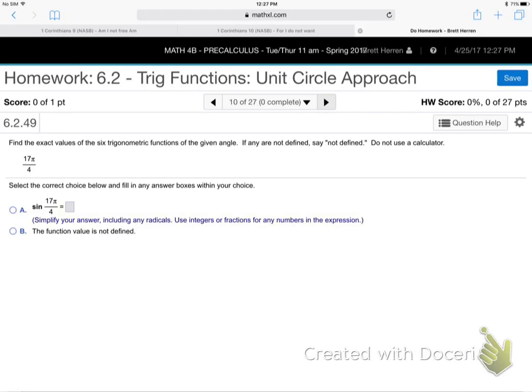17 pi over 4. So they want all 6 trig functions, don't they? Yeah. Sine, cosine, tangent, secant, cosecant, cotangent for 17 pi over 4. So first thing is to find out where in the world is 17 pi over 4. So how do you convert that radian to a degree? What do we put in for pi? 180, right? So it's 17 times 180 over 4.